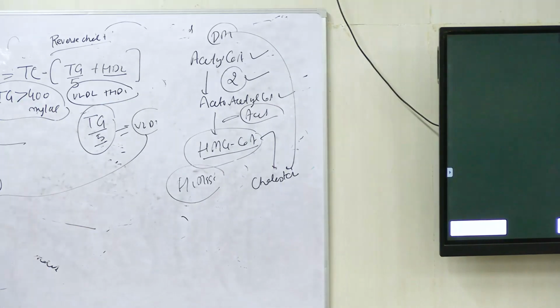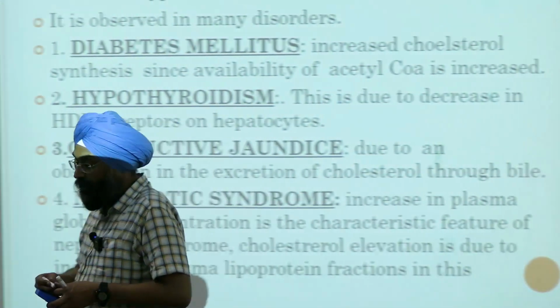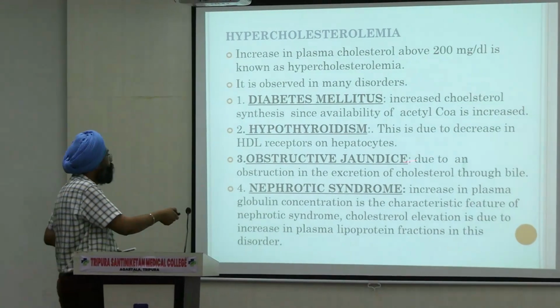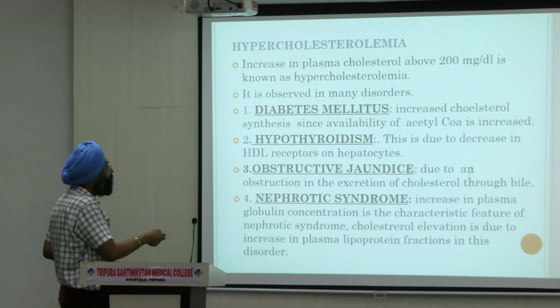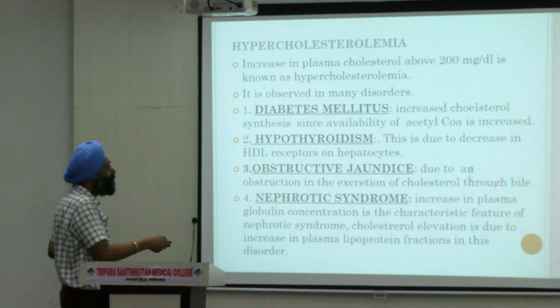And the second case is hypothyroidism. In the same manner, there is a decrease in LDL receptors on hepatocytes, right? Due to obstructive jaundice, there is obstruction in the excretion of cholesterol through bile.